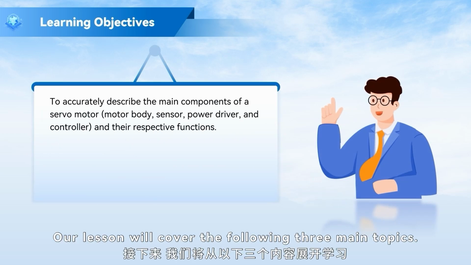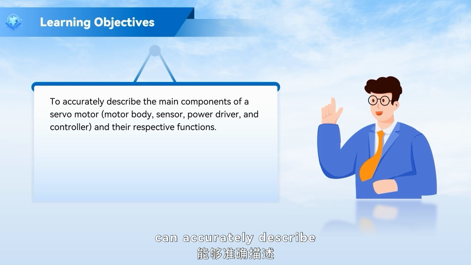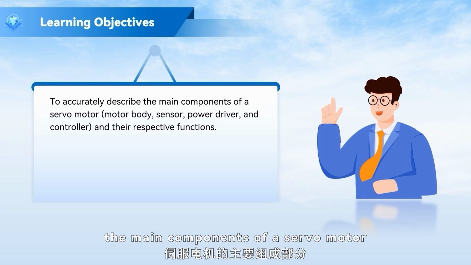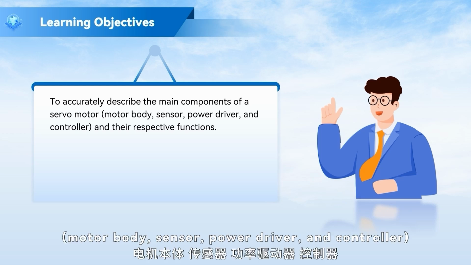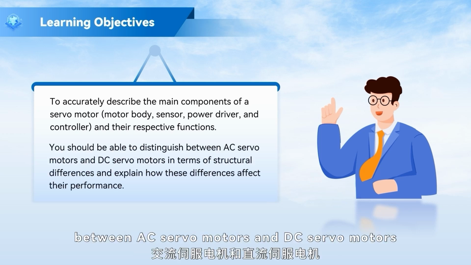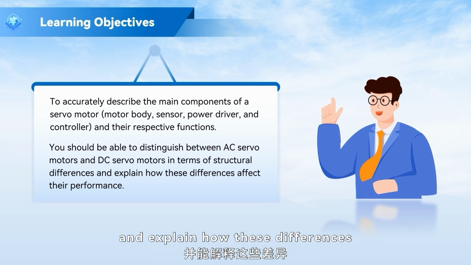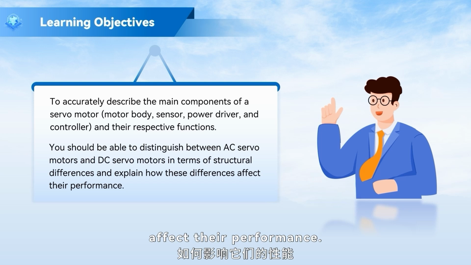Our lesson will cover the following three main topics. Through this lesson, I hope everyone can accurately describe the main components of a servo motor: motor body, sensor, power driver, and controller, and their respective functions. You should be able to distinguish between AC servo motors and DC servo motors in terms of structural differences and explain how these differences affect their performance.